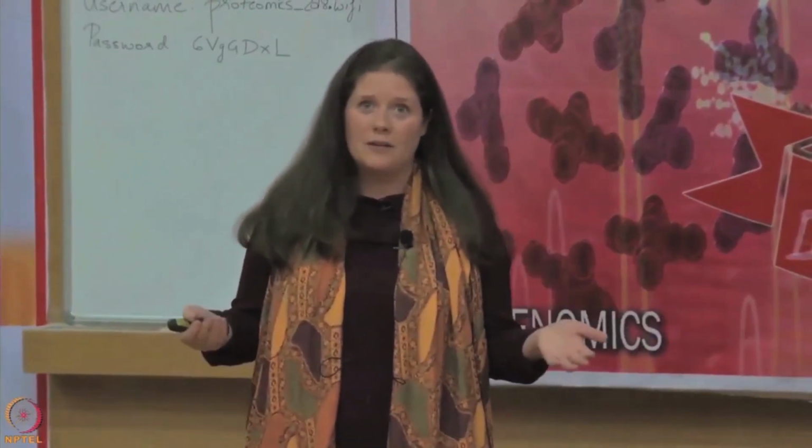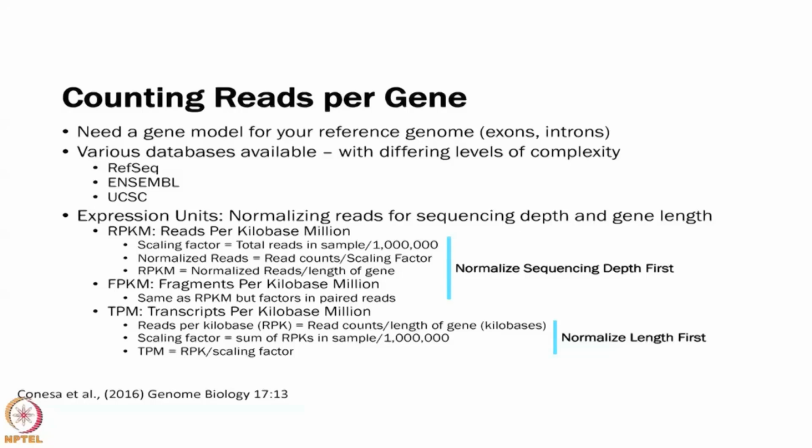So we have to take that into account. We also have to take into account that maybe a certain sample just had more reads in it. But that doesn't mean that all of the genes in that sample are up. That just means there's more reads that we ended up getting in that sample. So these are two things that we have to normalize for.